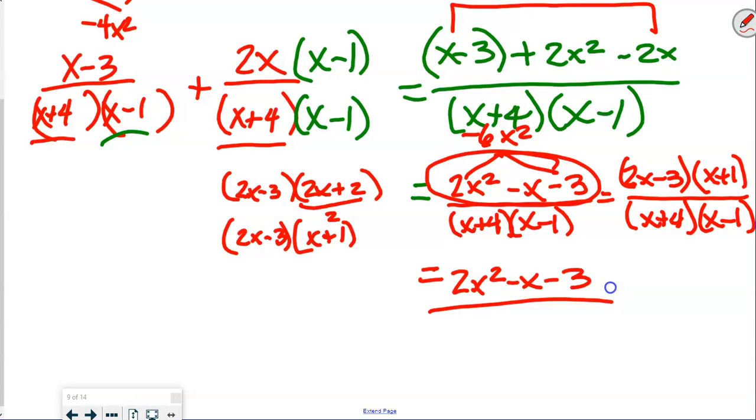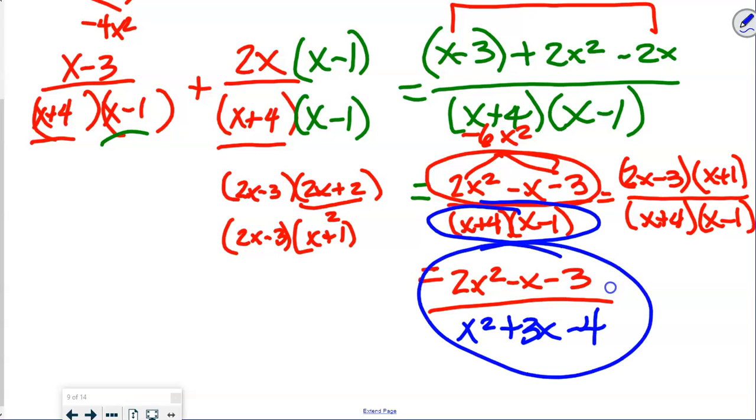Now I'm just going to take this other term right here and I'm going to multiply it out. So x times x is x squared. Negative 1 plus 4, so that's going to be 3x. I'm using FOIL here, y'all. Or you could use the box method. Minus 4. So that's our answer right there.